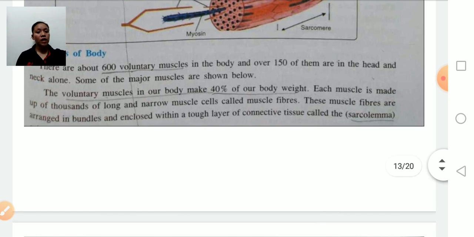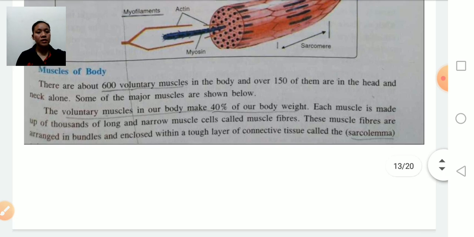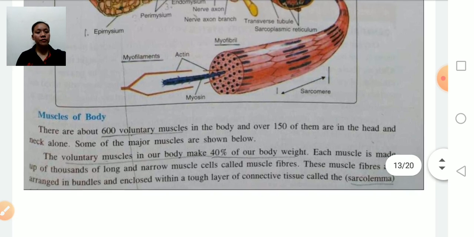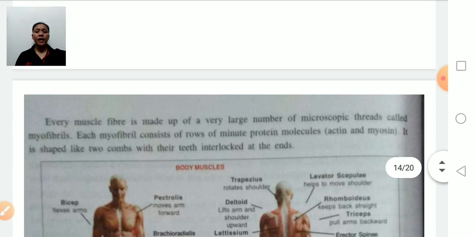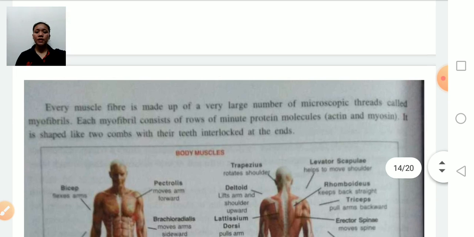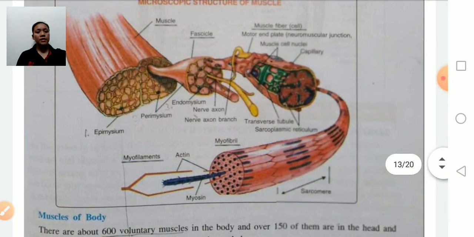Each muscle is made of thousands of long and narrow muscle cells called myofibrils, and these myofibrils are arranged in bundles and enclosed with a tough layer of connective tissue called sarcolemma. Each muscle fiber is made of a large number of microscopic threads called myofibrils, and each myofibril consists of a row of minute protein molecules, actin and myosin.